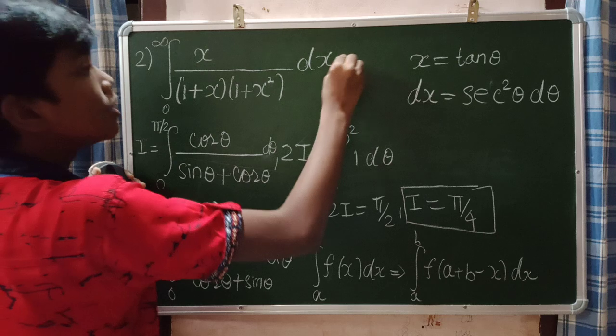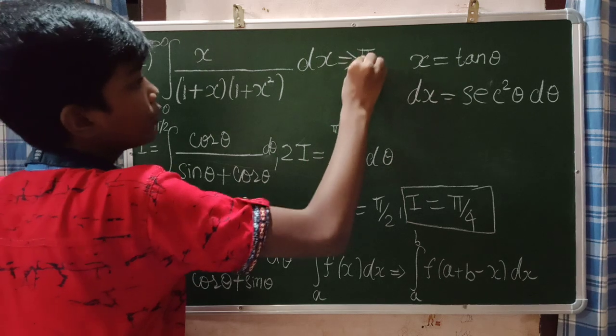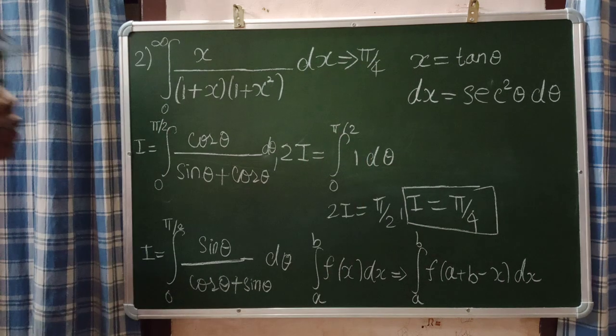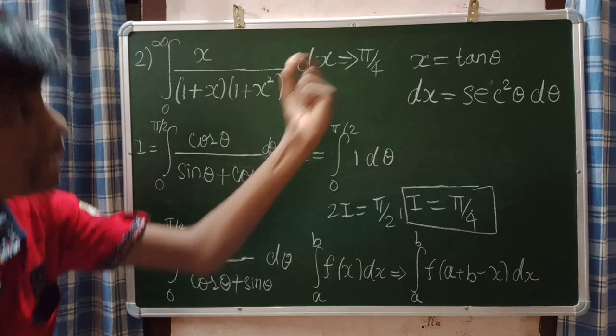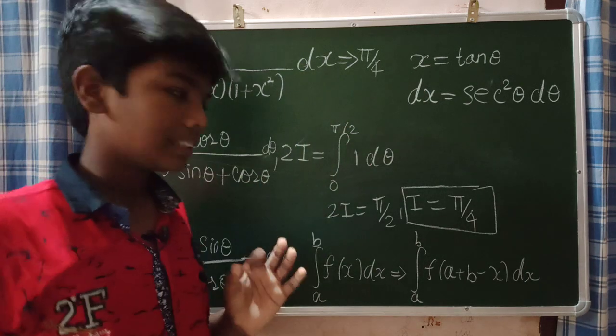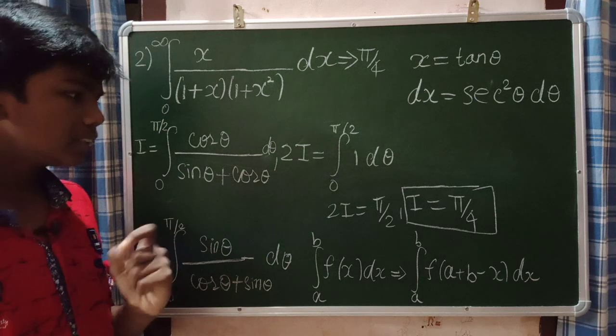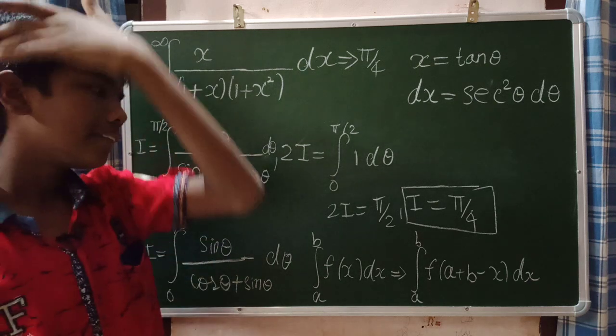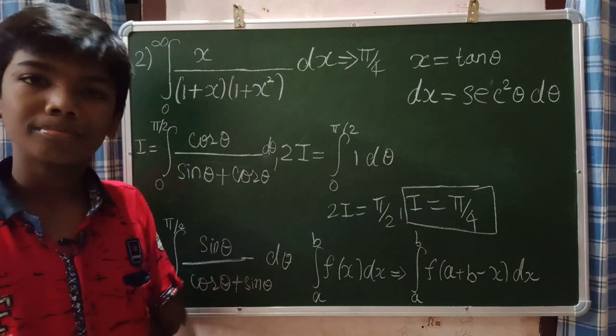So what is the answer? Pi by 4. What did we use? We used some calculations. That is, I put x as tan theta, then I used our King's rule, then I used some basic trigonometric identities. So that's what I used to solve this question. So this is all about this question. We can move on to our next question.